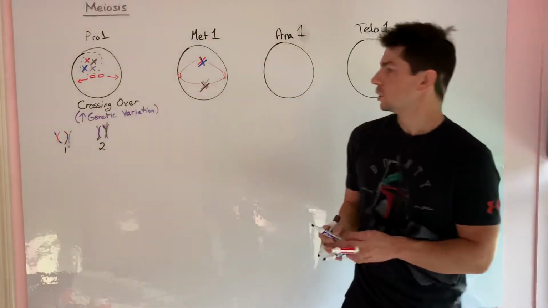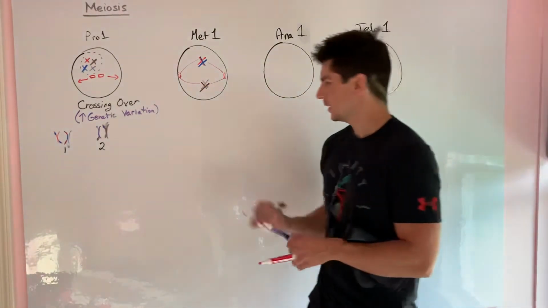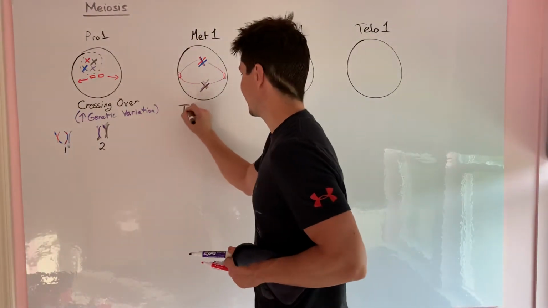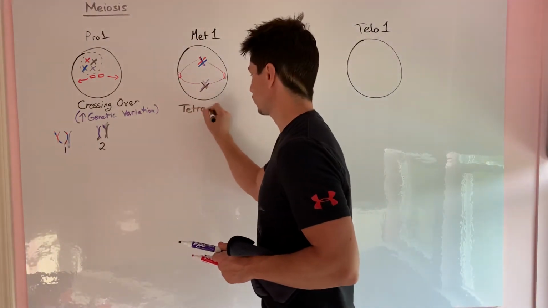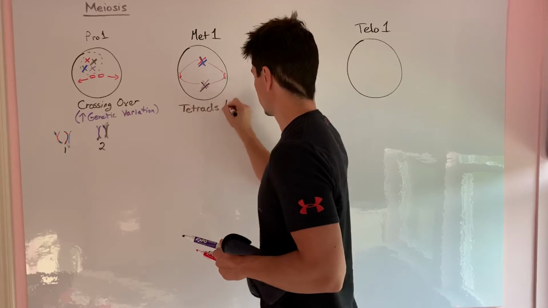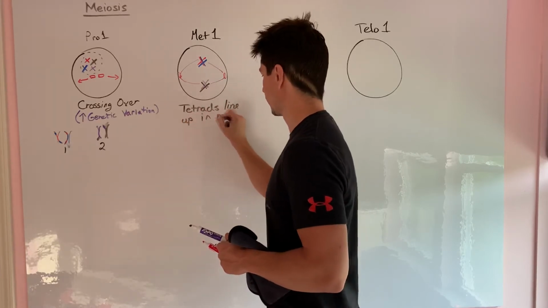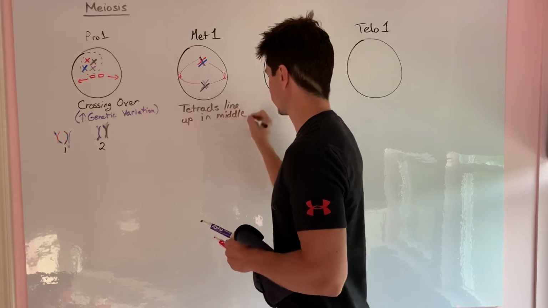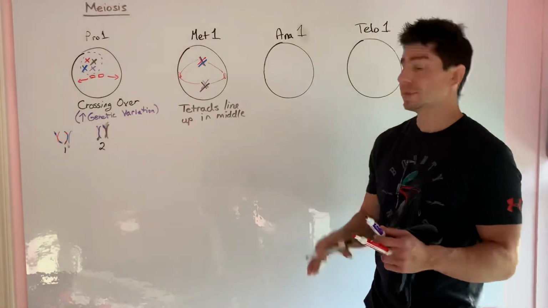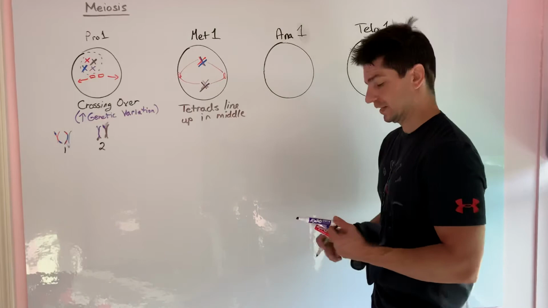Okay. So they are literally on top of one another. What we call that is a tetrad. Tetra means 4. Okay. So the tetrads line up in the middle. There's your only difference. That's it.